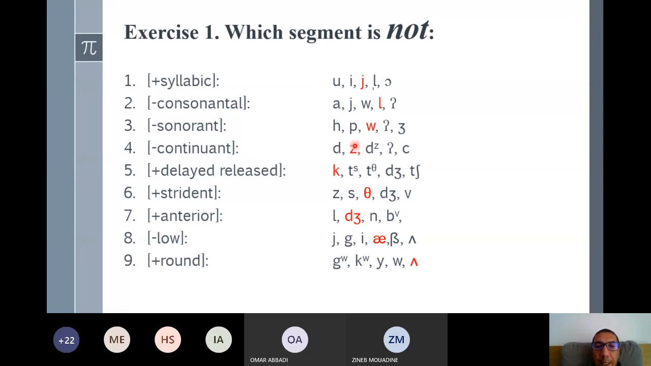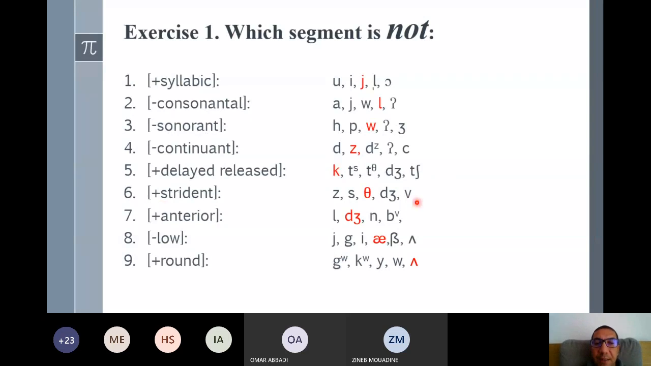Number five, delayed release. Delayed release is a feature that characterizes the affricates. Affricates are all delayed release because their release is delayed. They have a first segment, which is the stop, and this stop is delayed by the presence of a fricative, right? So they are delayed release. All the affricates are delayed release except for the stop, which is minus delayed release.